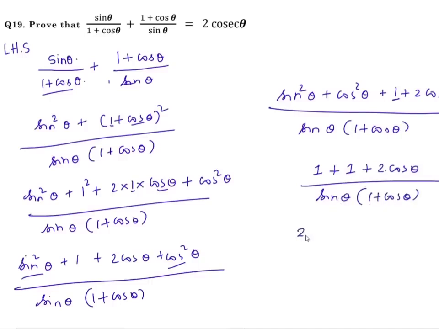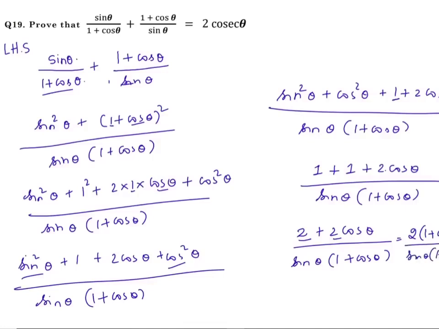What is 1 plus 1? 1 plus 1 is 2, plus 2 cos theta divided by sin theta into 1 plus cos theta. What is common here? 2 is common. Taking 2 out, what do you get? 1 plus cos theta divided by sin theta into 1 plus cos theta. Now 1 plus cos theta, 1 plus cos theta cancel, what do you get? 2 by sin theta. 2 into 1 by sin theta, the reciprocal is cosecant theta, which is equal to RHS.